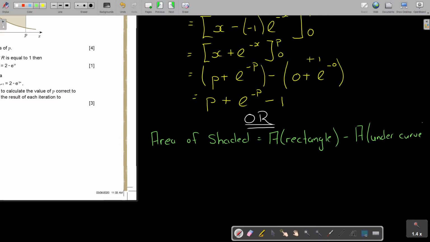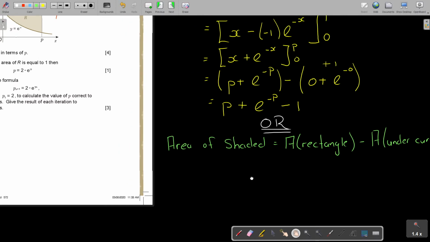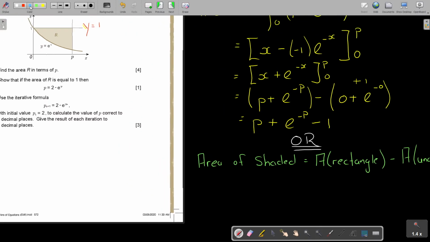Okay, can I just show you on the picture again? I just want to show you. So basically what I'm doing, I'm going to work out this area, and then I'm going to work out this area. I subtract that, and then I will be left with that area. Okay, so let's do it.